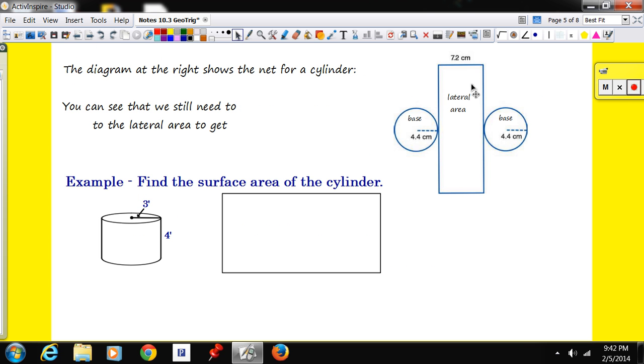Okay, it might help to see a net of a cylinder. Remember, a net is something we unfold and see what it really looks like. Your lateral area is still a rectangle. If you cut the cylinder so that you've got your 2 circular bases, you're going to have a rectangle still. So you're still going to need the length of this, which is actually the circumference of your circle, times the height.